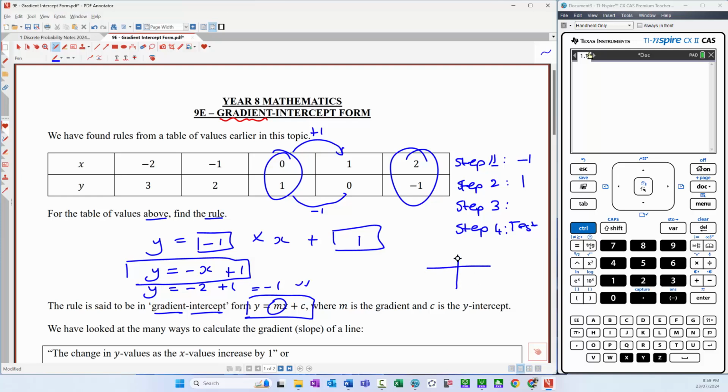If we imagine a linear equation on a graph, then the y-intercept is where it goes through the y-axis at this point right here. We can see that that's when x is equal to 0. So we're looking for the value of y when x is 0. What we're basically doing in step 2 is finding out what the y-intercept is.